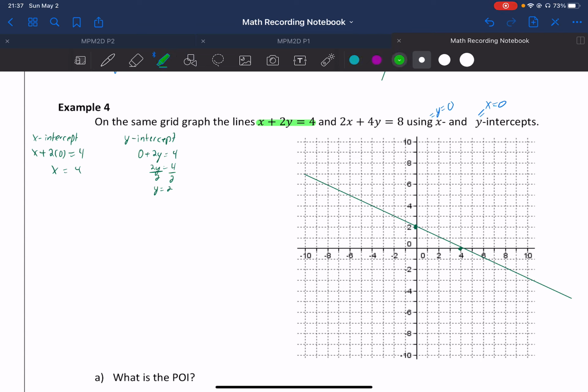The other guy's going to be in blue. And we're going to do the same thing. We're going to find out what their x-intercepts are, and our y-intercept. So x-intercept, we're going to make our y equal to 0. So we get 2x plus 4 times 0 equals 8, which gives us 2x equals 8. We're going to divide by 2 on both sides.